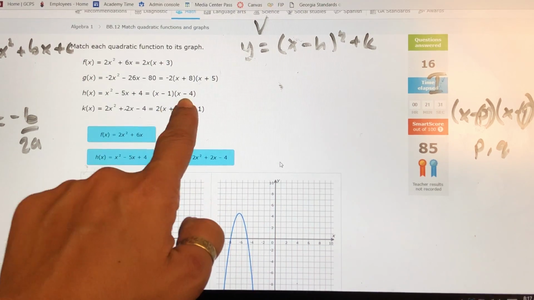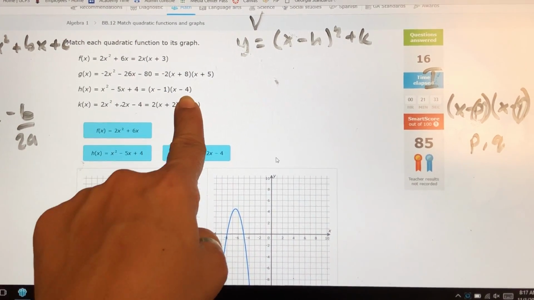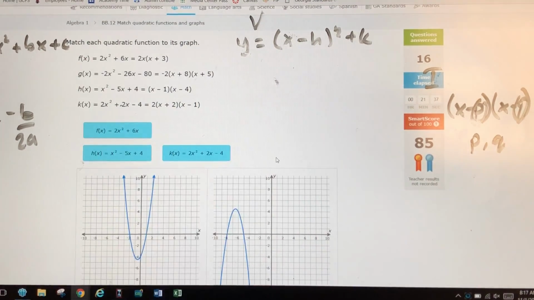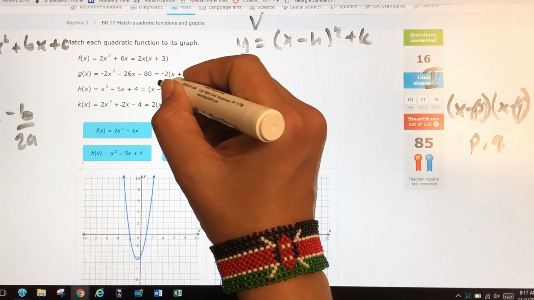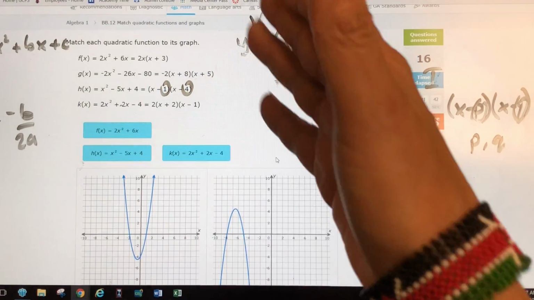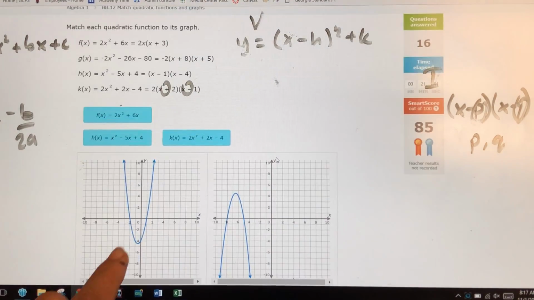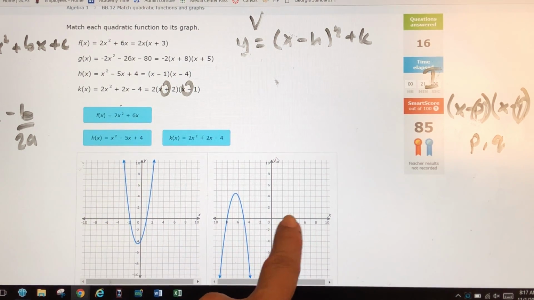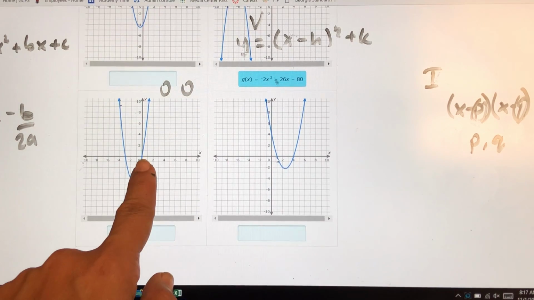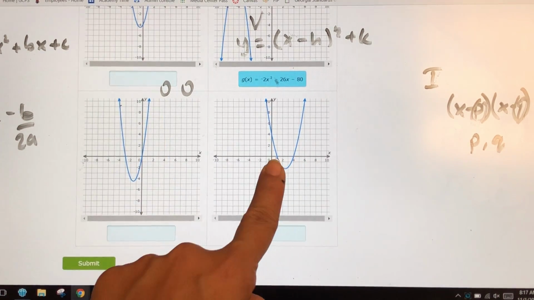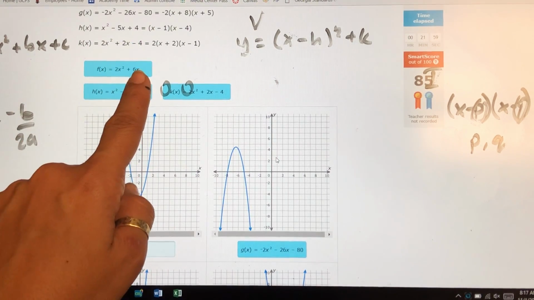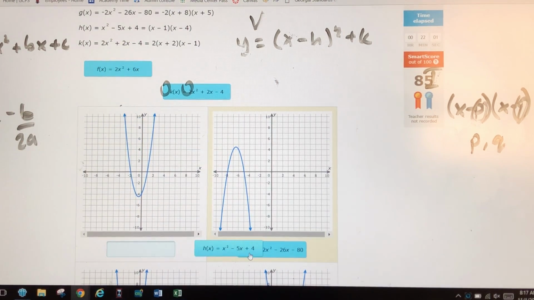Now let me use this as my roots, right? Because it's already minus, minus, minus, minus. So I can just pull the numbers. So that means my p and q are 1 and 4. So I'm looking where it crosses at 1 and 4. My roots, my zeros at 1 and 4. So that's not it. 1 and 4, that's not it. 1, nope. 1 and 4, this one. All right, so 1 and 4 is my bottom right, which is h of x. Bottom right, h of x.